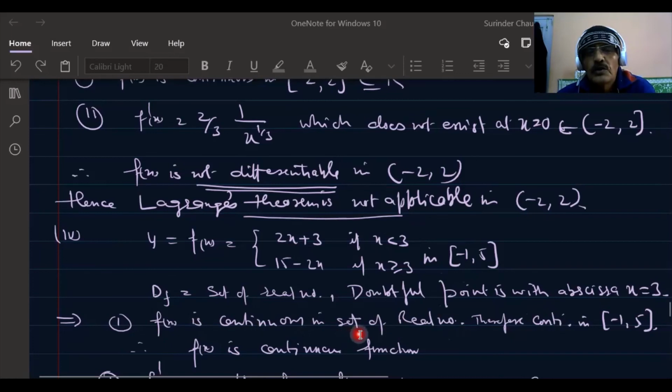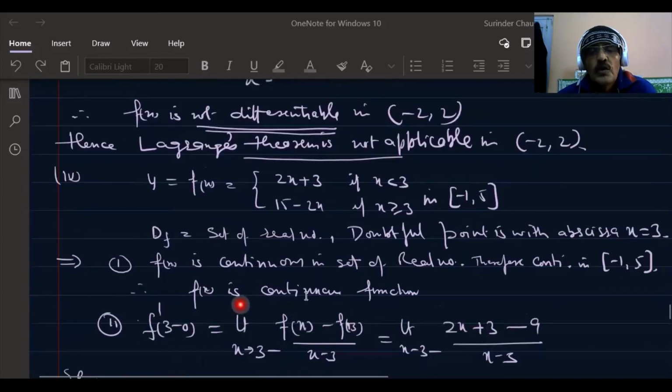f is a polynomial function on each piece, so it is continuous in the set of real numbers. Continuity at 3 means the left limit, the right limit and the value at 3 are equal. For x less than 3 the function is a polynomial, and for x greater than 3 it is also a polynomial, and the value at 3 is equal to 9. So it is continuous for all x.